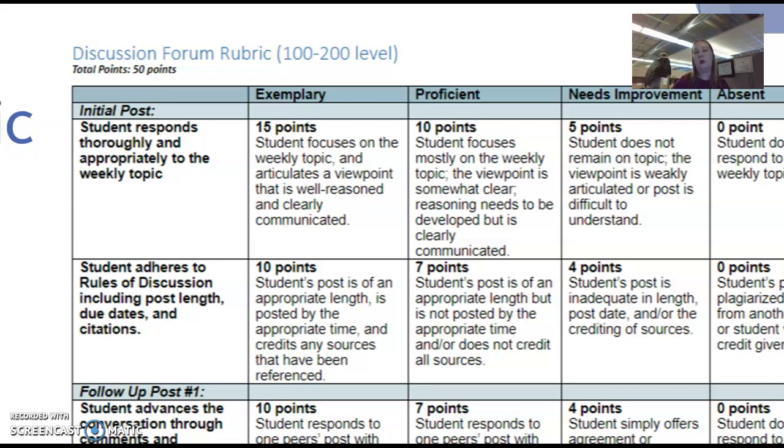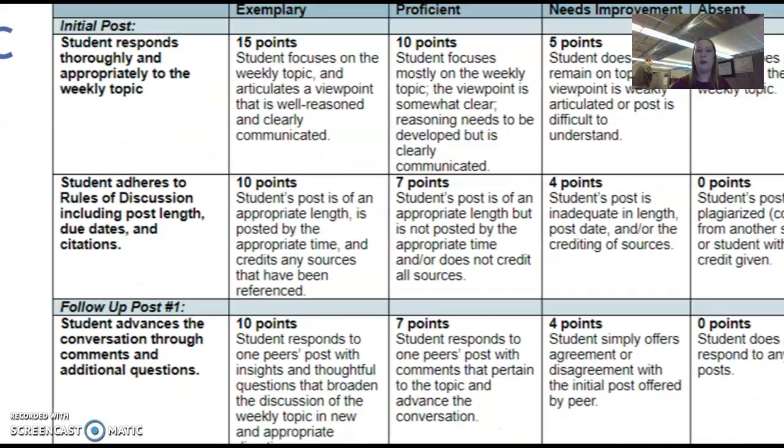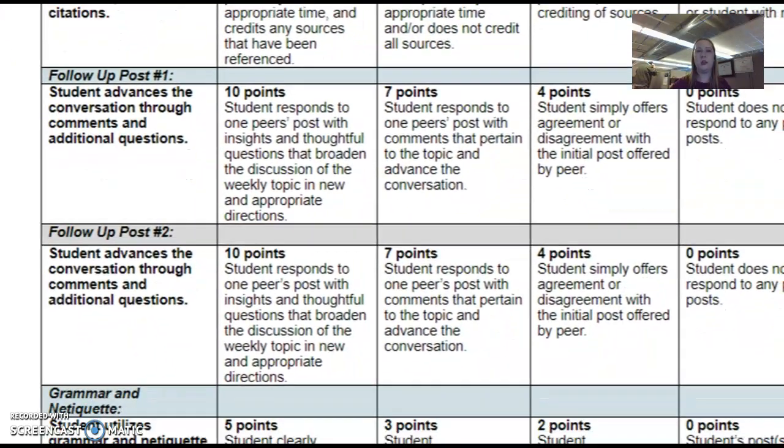And then that you're adhering to the rules of discussion, which means that it's 75 words or more, you posted everything on time, and your citations and references are correct. So that adds up to 25 points for your main post. Then your 2 follow-up posts are 10 points each.